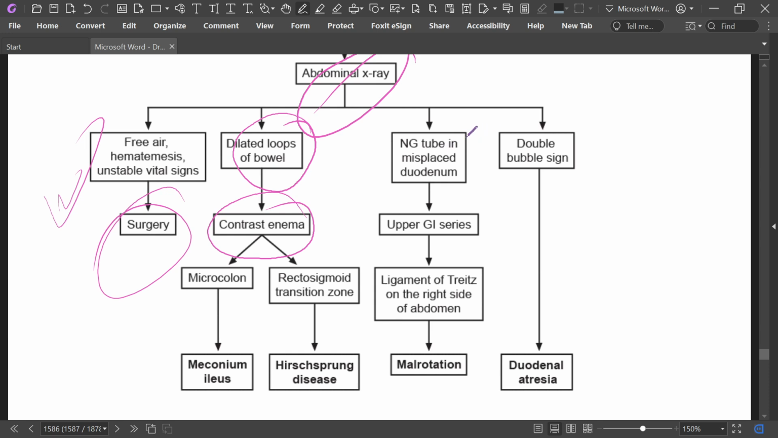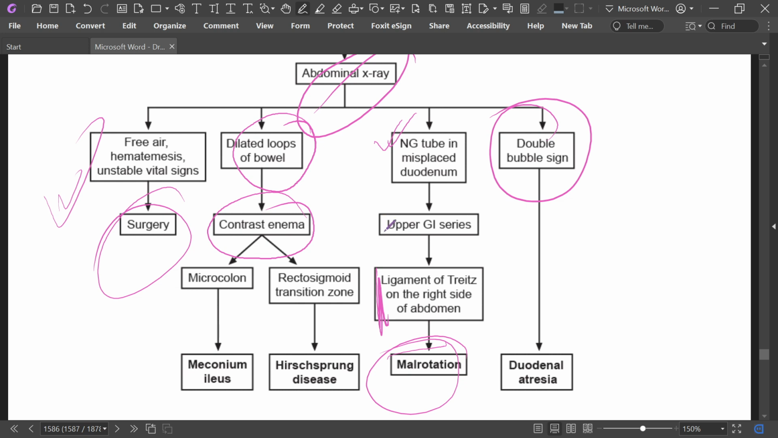If the NG tube is misplaced in the duodenum, an upper GI series should be done. If the NG tube is displaced, or if there is a normal abdominal X-ray, then do an upper GI series. Ligament of Treitz on the right side of the abdomen suggests malrotation. If you get the double bubble sign on X-ray, the diagnosis is done.